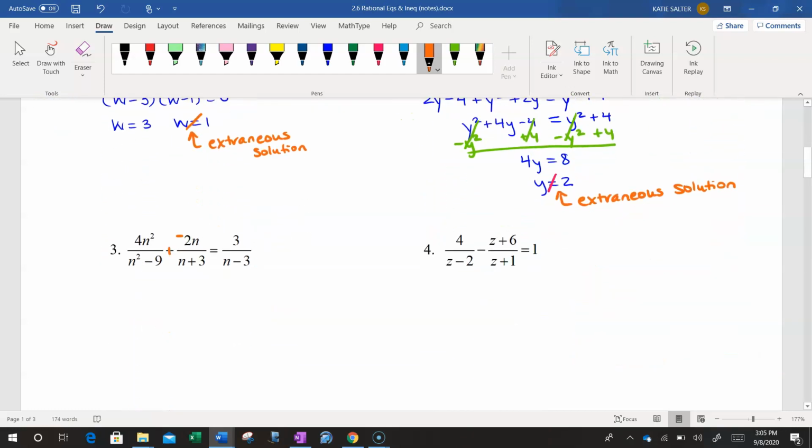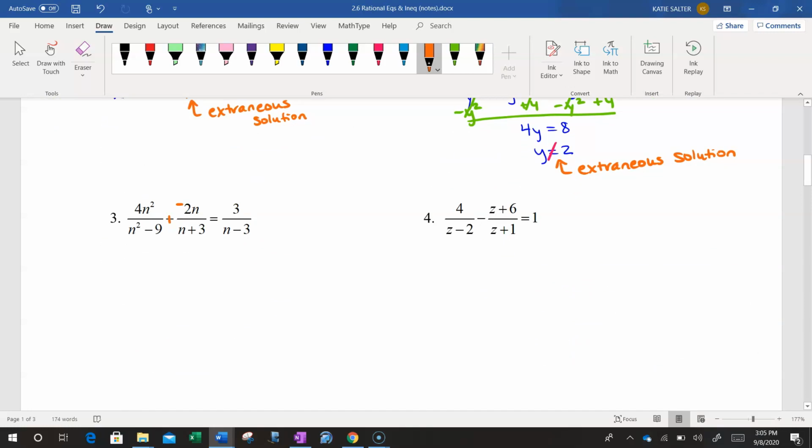The reason why I say that is a lot of times students won't distribute the negative through and they get the wrong answer. And I would do the same thing with the next problem. I would make that plus and then make that z negative and make that 6 negative. All right, pause the video, try number 3, and then start the video back.